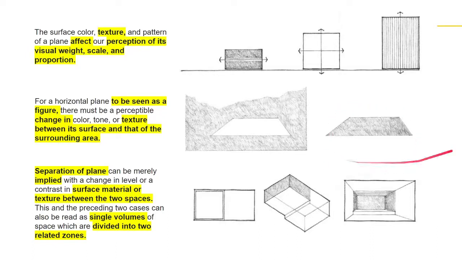In interior design as well, an area rug or an accent floor is seen as a change in texture of a surface in relation to the surrounding area. It would draw in your eye, creating a visual or focal emphasis. Separation of planes can be merely implied with a change in level or a contrast in surface material or texture between two places. The preceding two cases can be read as a single volume in space divided into two related zones, in architecture and design.